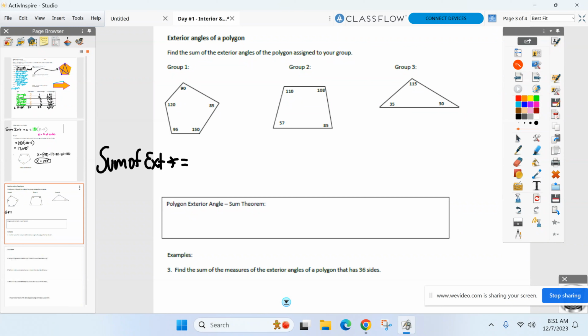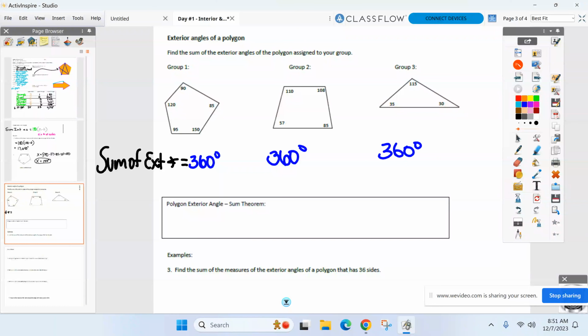Okay, here we go. Let's see if we see a pattern at all. Group one, what did you have? What do they all add up to? 360. Group two, oh, the 360, you say. Group three.